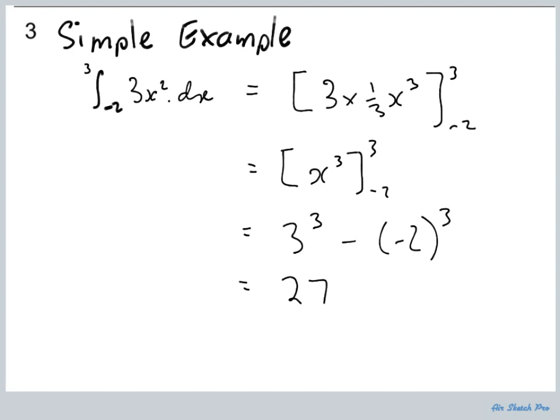And -2 cubed, just be careful. Remember, when you raise a negative number to an odd power, the answer is negative. If you raise it to an even power, the answer is positive. So -2 times -2 is positive 4, times -2 is -8. So we're subtracting -8. So we're adding 8. Is that okay? So 27 plus 8, which is equal to 35.